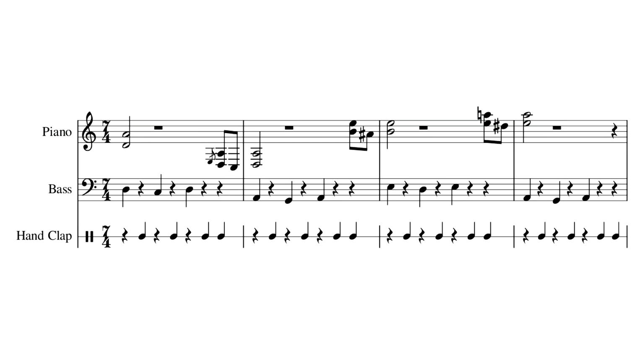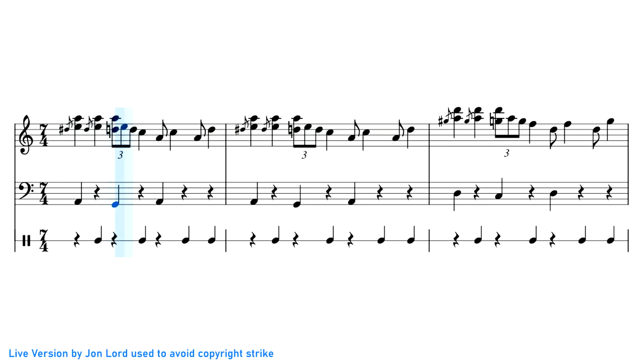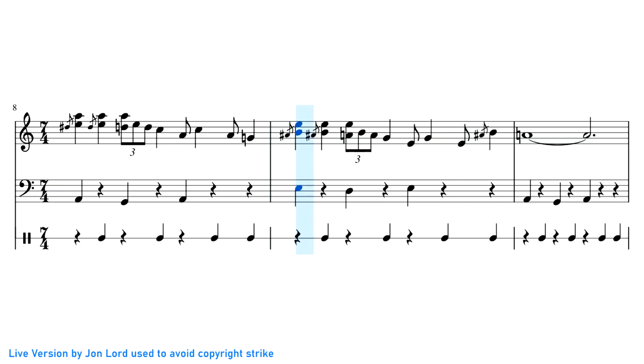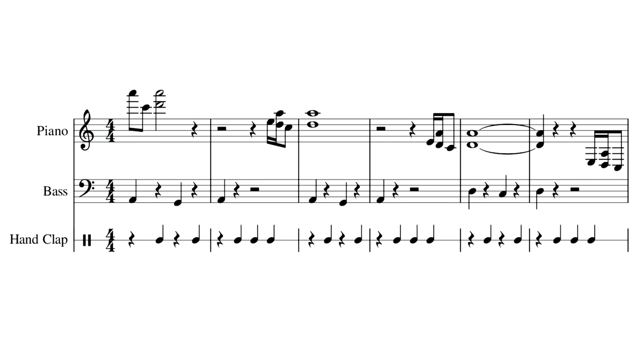A name almost synonymous with odd time signatures is Dave Brubeck. Brubeck's Unsquare Dance is another classic example of 7-4 time. Once again, if I put Unsquare Dance into 4-4 time, you can hear how it loses its curious unsquare groove.